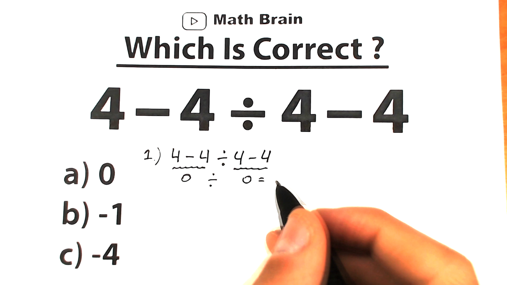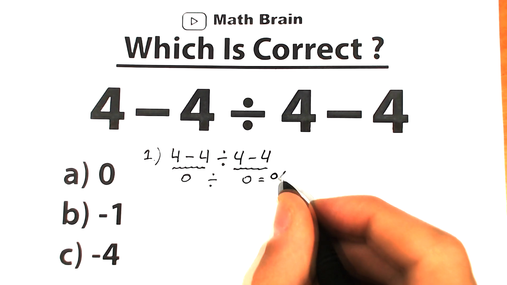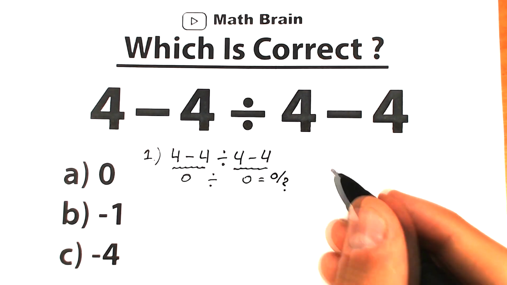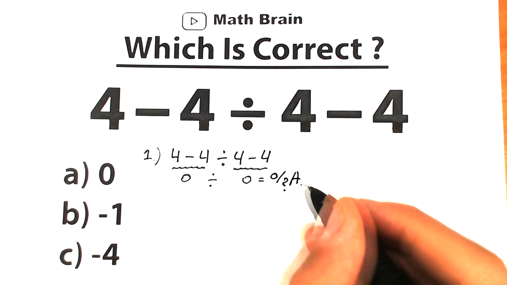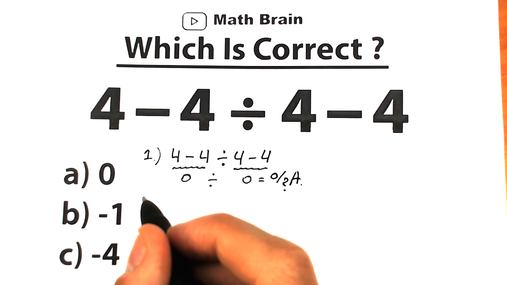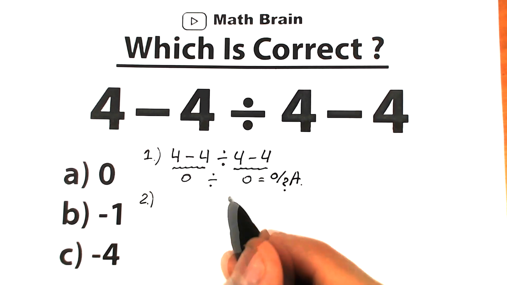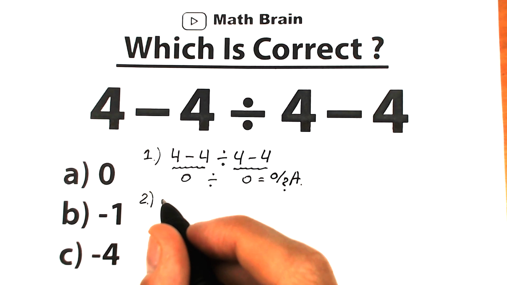So one part of students tell that this is equal to 0. Another part of students don't know how can we divide 0 by 0. So they say that correct answer is A. So this is our first approach, but I wanted to show you the second approach because a lot of students solve this question looks like this second interpretation.